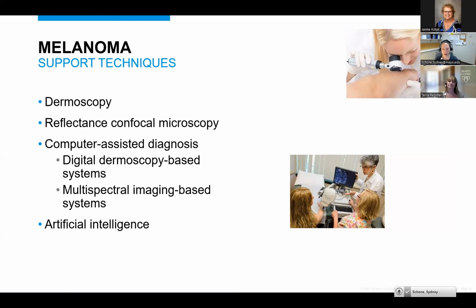Artificial intelligence includes looking at neural network systems and imaging that they can use to decide whether or not they want to do a biopsy. There are also multiple smartphone apps that are approved by regulatory agencies for the detection of these.